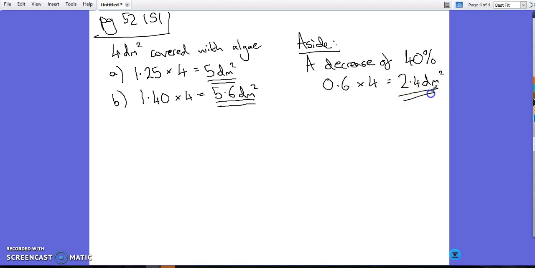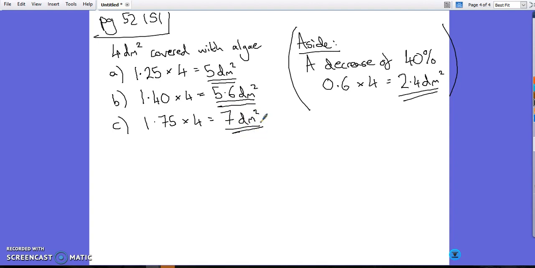square decimeters. And you notice that this is an increase of 1.6 and that's a decrease of 1.6, which we should expect because it's 40% of the same quantity. So a decrease of a percentage just means that you take 1 and you take away that decimal that this equates to from 1. So back to increase, an increase of 75% will be 1.75 times our 4, which would be 7 square decimeters.